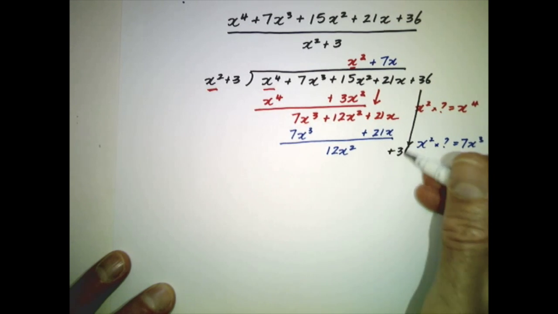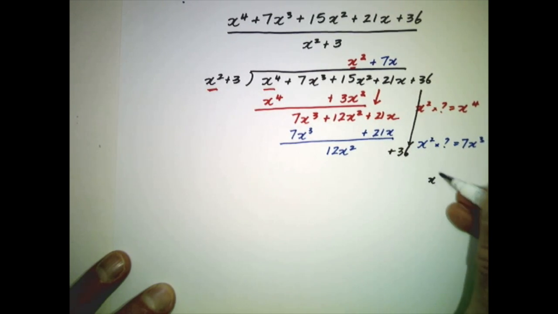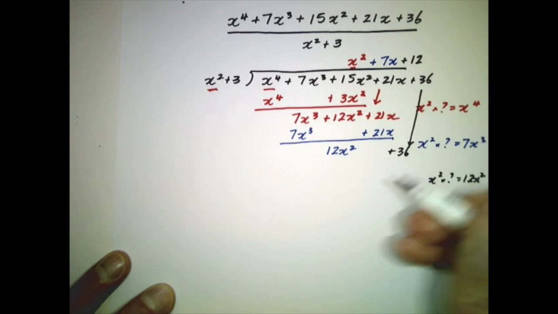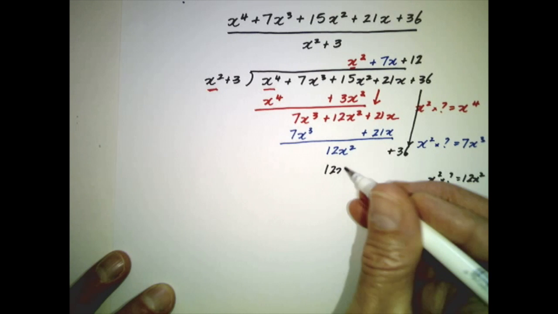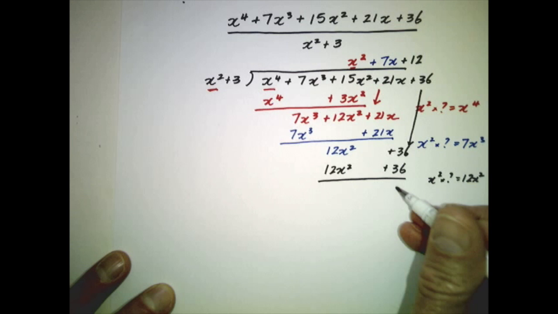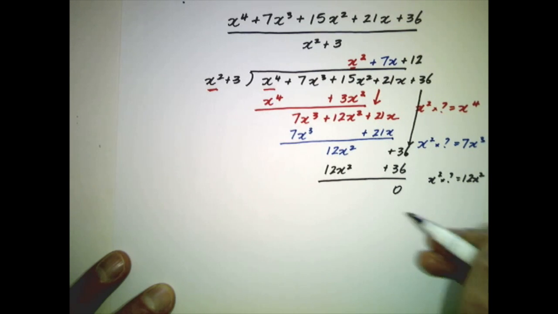Now we ask the same question. What do we multiply x squared by to get 12x squared? And the solution for that is positive 12. So we write that above our dividend, and we get 12x squared, and when we multiply that by 3 we get 36. We do a subtraction and we're left with 0. That means we have no remainder.